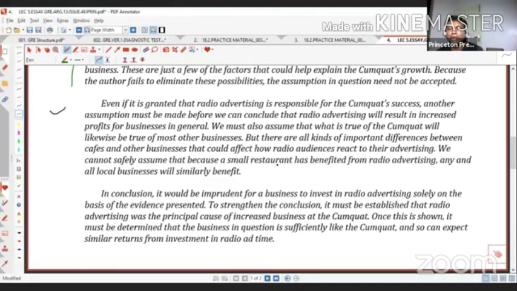Saying for radio, probably radio works for a cafe, but think about hospitals, probably radio doesn't work, maybe. We'll have to do research, and then based on that we can say for sure whether the radio ad was the only reason for the cafe's success.